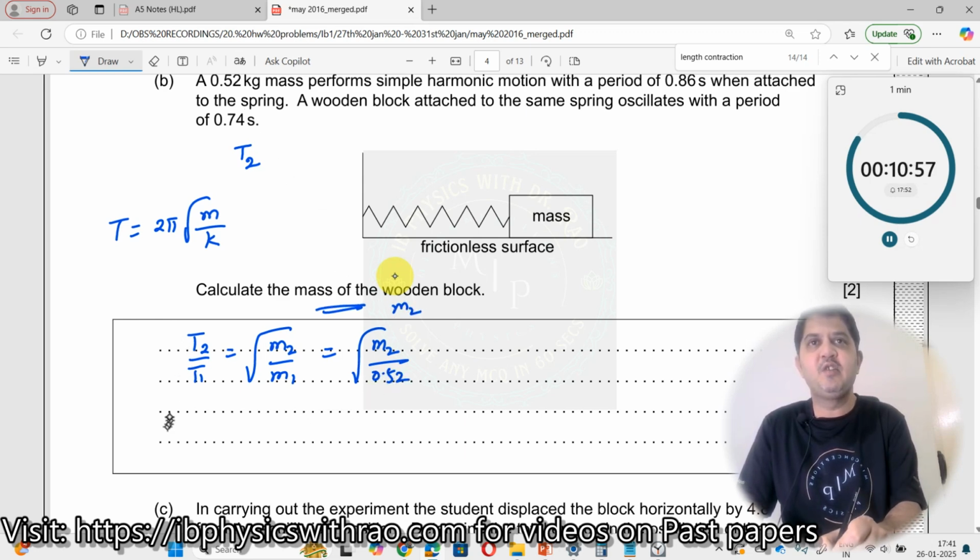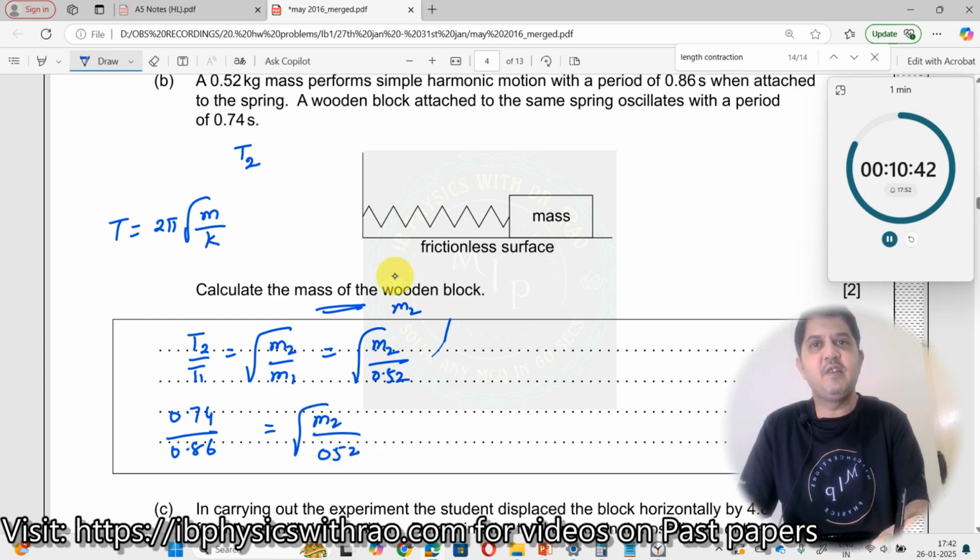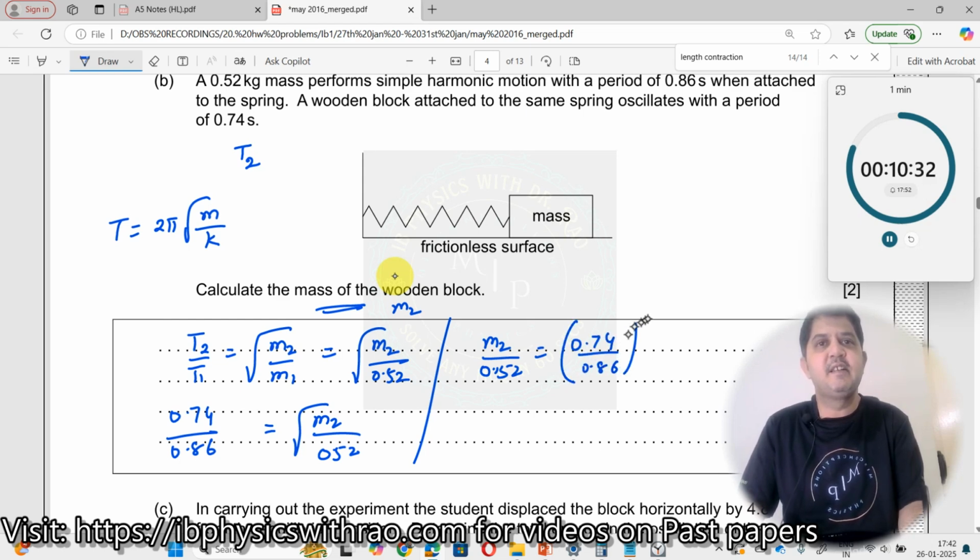0.52, and what is T2 by T1? T2 is the second T, which is 0.74, divided by 0.86. So this is equal to root of m2 divided by 0.52. If I square both of the sides, then I get m2 by 0.52 is equal to 0.74 divided by 0.86, the whole square. Thus m2 should be 0.74 divided by 0.86, the whole square, multiplied by 0.52.